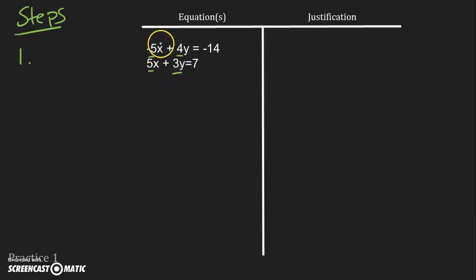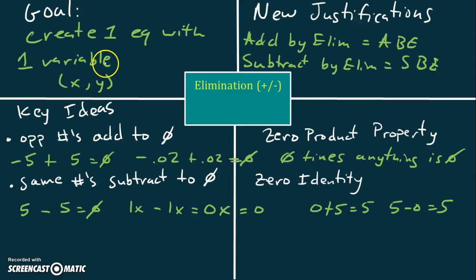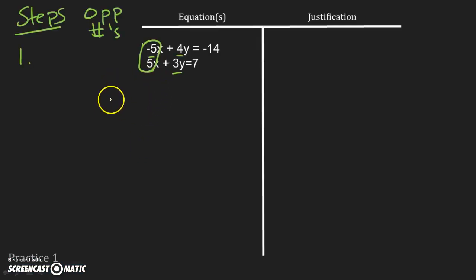Now we've got opposite numbers. You can see that the coefficients in front of the x variable are opposite numbers. -5 is the opposite of 5. So because they're opposites, and because we know that when you add opposite numbers you get 0, and we want to create an equation with just one variable, we know that our first step here is to add to eliminate. The opposite numbers are the giveaway. So when we add to eliminate, we just add straight down. So we add x's together, y's together, constants together.